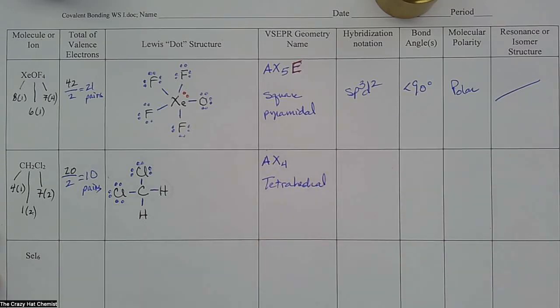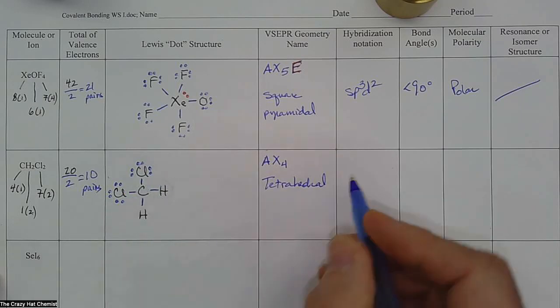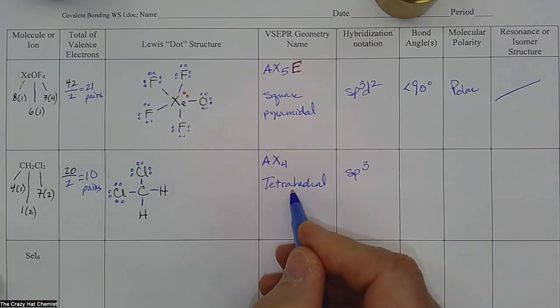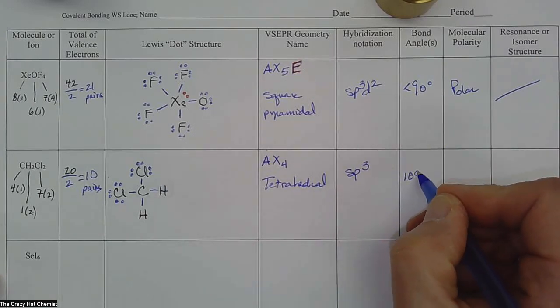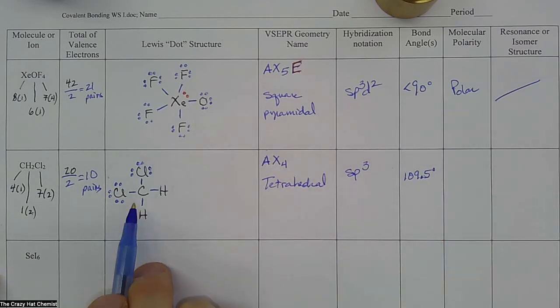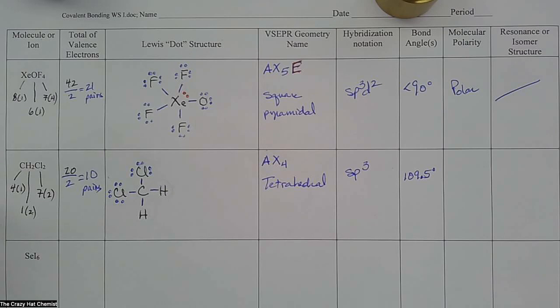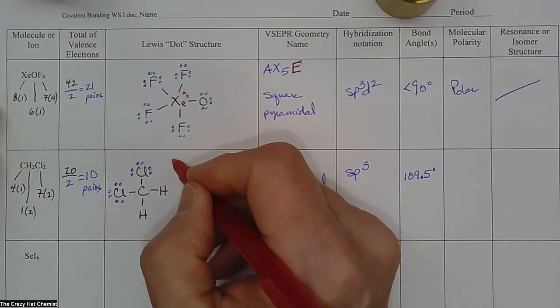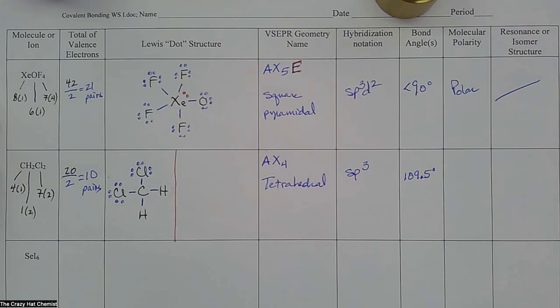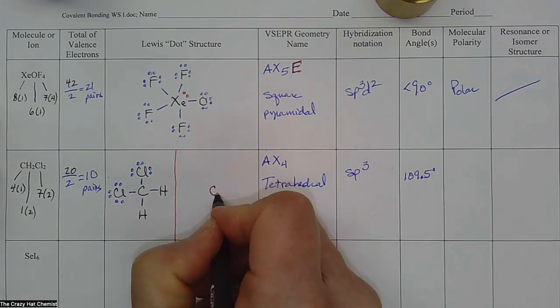I'm going to get the hybridization, and that's sp3 hybridized. Tetrahedral corresponds to a bond angle of 109.5 degrees. And then we need to figure out whether this is going to be polar or non-polar. I'm going to draw one more Lewis structure so that you can see the two potential Lewis dot structures here. So again, central atom is carbon.